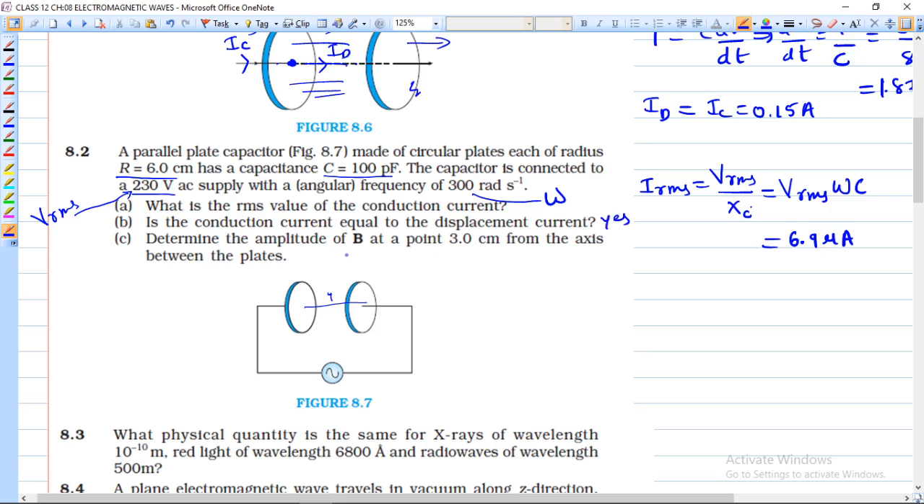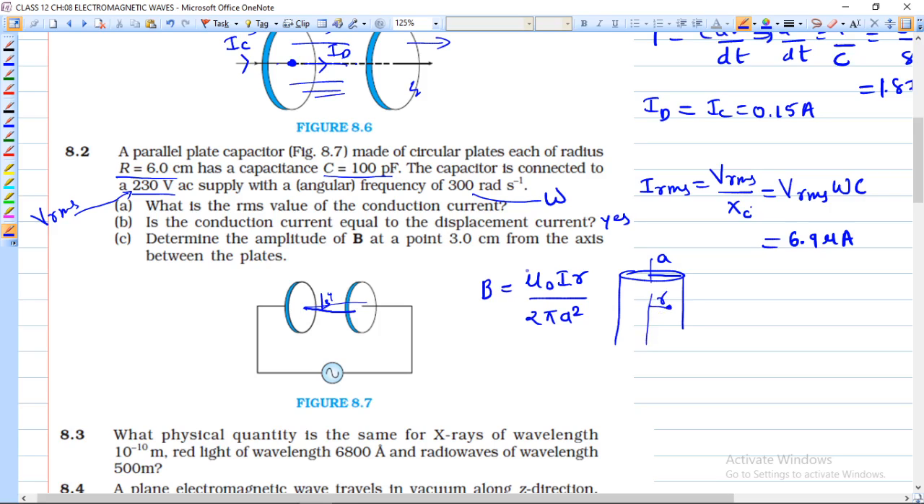Determine the amplitude of B at a point 3 centimeter from the axis between the plates. Means between the plates at how much distance? 3 centimeter. And what is the radius? 6 centimeter. See, do you know the formula for the magnetic field inside the wire? That is mu 0 I r upon 2 pi a square. Let me tell you what all these terms mean. This wire has a radius a, and how much current is flowing through the wire? I. And here is the axis. At distance r, we want to find out the magnetic field.